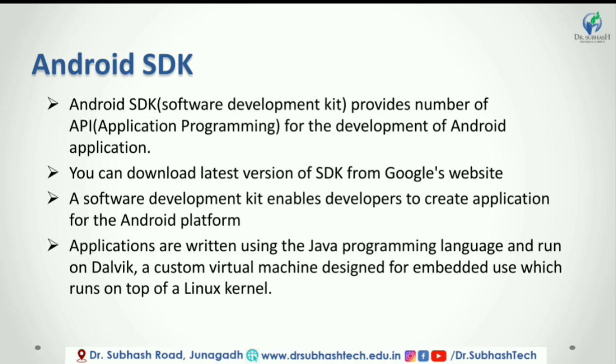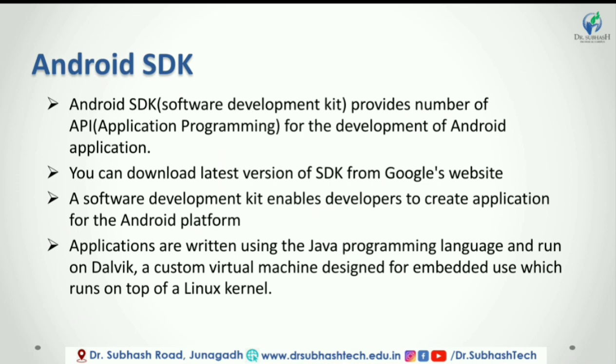Android SDK means Software Development Kit, provides number of API. API means Application Programming Interface. For the development of Android application, you can download latest version of Android SDK from Google's website. A software development kit enables developer to create application for the Android platform.